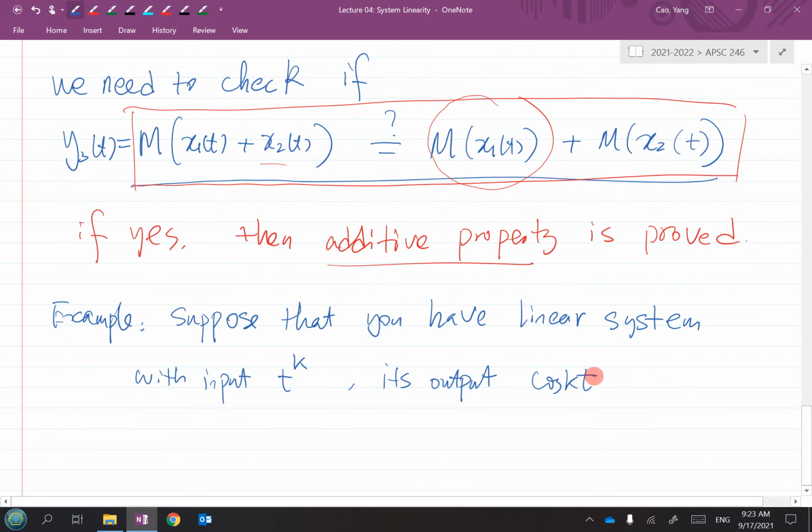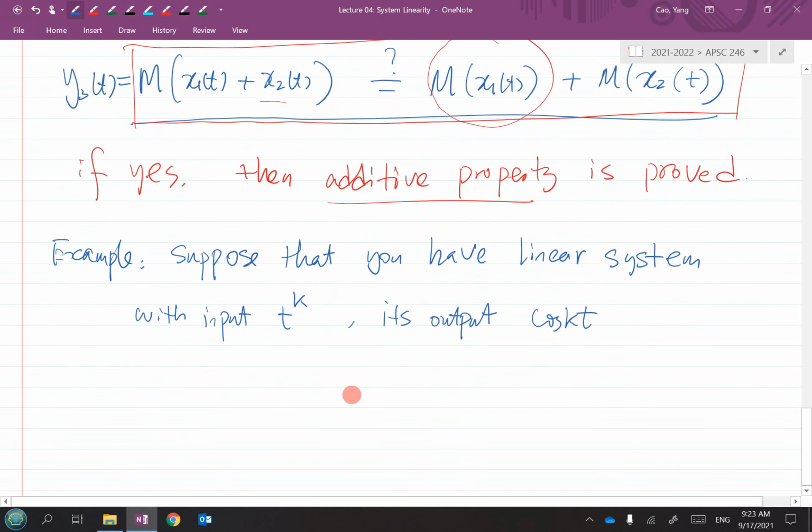That's a very strange system, of course, but anything can happen. To demonstrate it, here's the system with input t to the power of k, and then here's the output cosine kt. What could k be? k could be 0, 1, 2, anything. It's an integer.